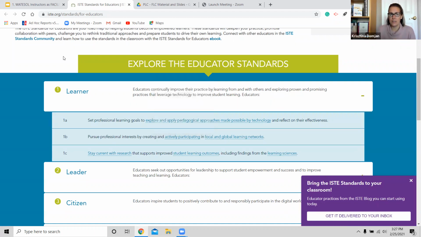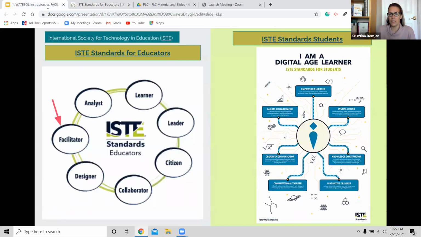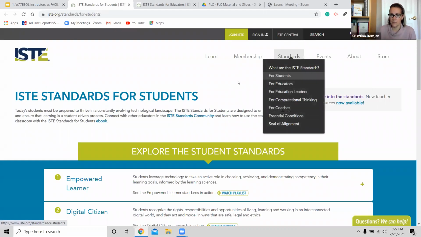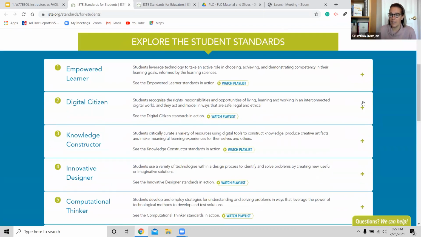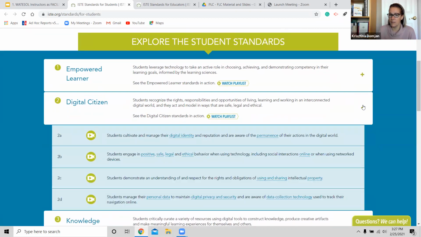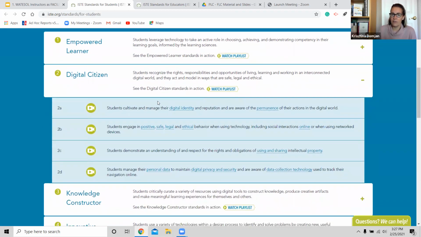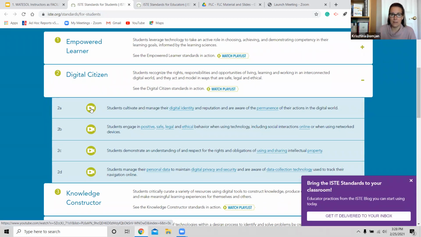And so this is the ISTE standards for educators. And then here, the set of standards for students. So once again, clicking on the plus buttons, there's a lot of information, and there's also some videos to watch as teachers explain what they do in their classes to meet these standards.